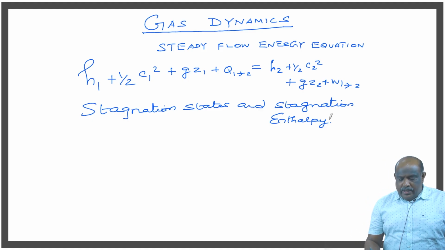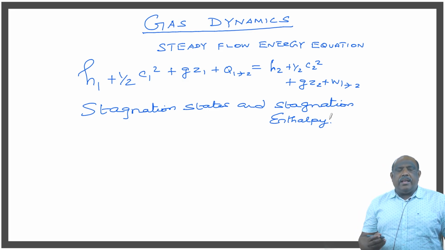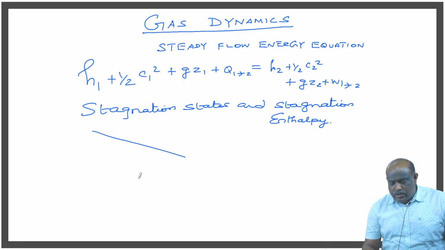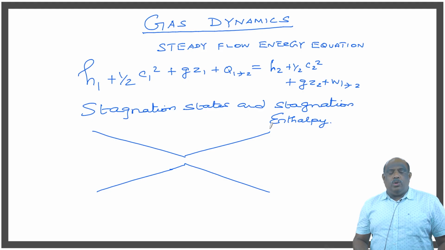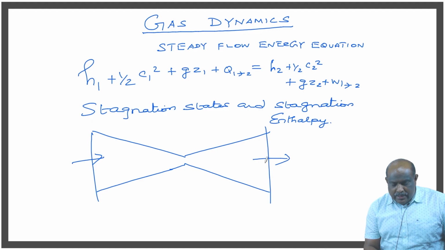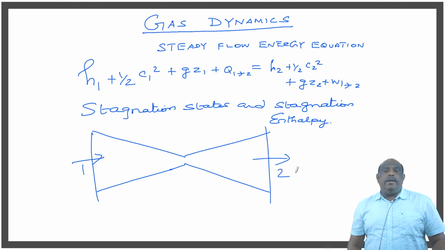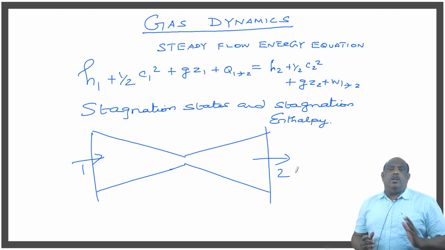In most gas dynamic applications, especially in the aerospace industry, there is no work done. For example, we can consider a nozzle. If I consider a convergent divergent nozzle like this, the flow will be entering through the inlet and leaving at the exit. Let us call this 1 and this 2, where 1 indicates the inlet and 2 indicates the outlet. Here the combusted gases with a lot of energy come through this convergent divergent nozzle and leave at section 2.